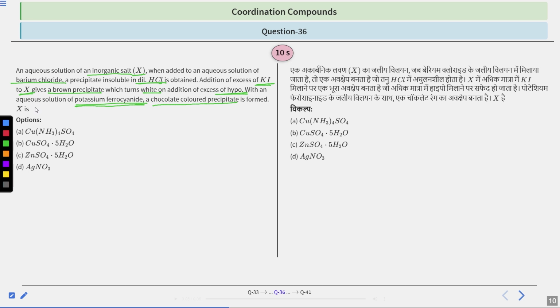If you react X with potassium ferrocyanide, a chocolate colored precipitate will form. What is the X? You have to tell the formula of the X. Options are Cu(NH3)4SO4, CuSO4.5H2O, ZnSO4.5H2O, or AgNO3. You have 10 seconds to think about this question. After that, we will see the answer.